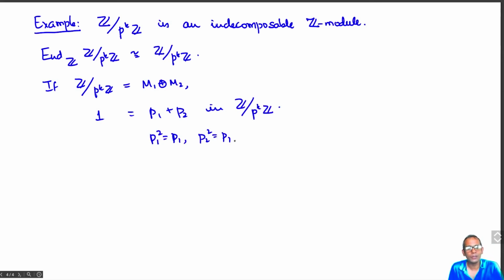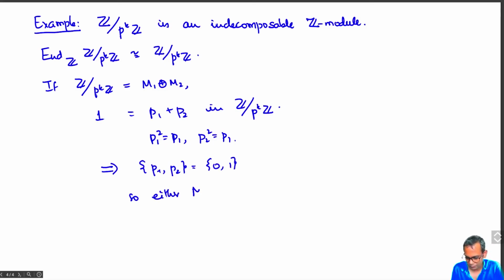Again, you can check that the only elements in Z mod p^k Z that are equal to their squares are 1 and 0. Just as before, this needs a little check. And so either M1 equals 0 or M2 equals 0. And so Z mod p^k Z is indecomposable.